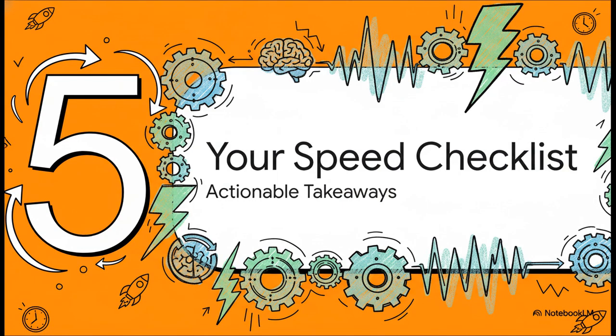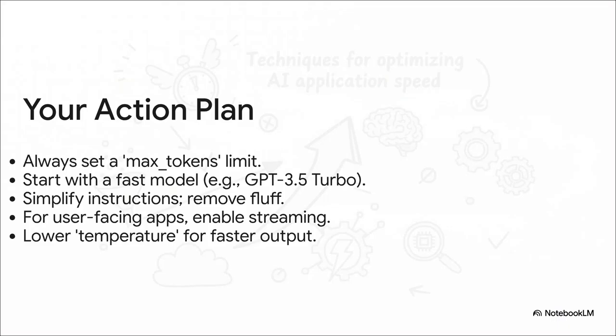Okay, to bring this all home, let's boil everything we've talked about down into a simple, actionable checklist that you can use to optimize your own AI applications. Here is your game plan. 1. Always set a max_tokens limit. It's the easiest and most powerful control you have. 2. Start with a fast model, something like GPT 3.5 Turbo. Only upgrade if you absolutely need higher quality. 3. Cut the fluff from your instructions.